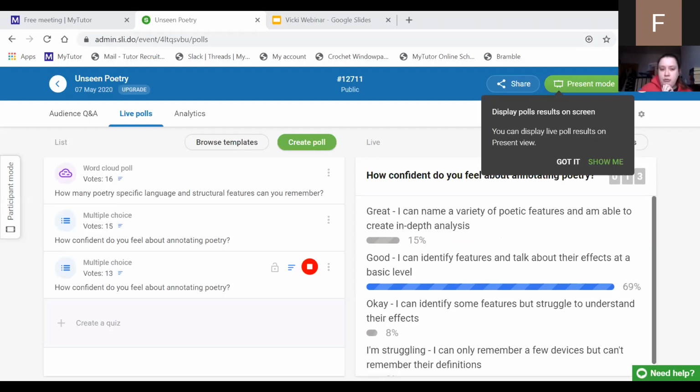So we're mainly on good. Then great's our next best one, then okay, and then I'm struggling. So I think that is definitely better.